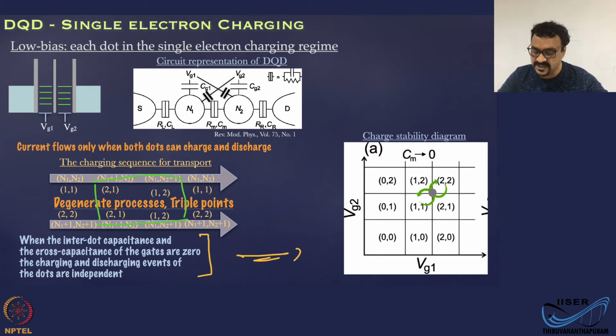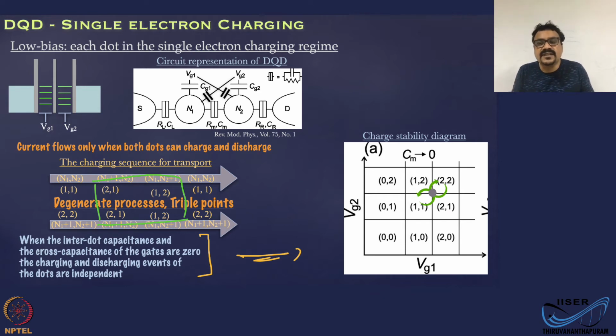In this situation, to get transport through the system, you need to have both dots ready to accept or donate electrons in a sequential manner. These are places where the energy degeneracy of each dot crosses. That means the energy level of each dot is such that it can fluctuate the number. That is, N1 can be N1 plus 1, and N2 can be N2 plus 1 or minus 1, or here also minus 1.